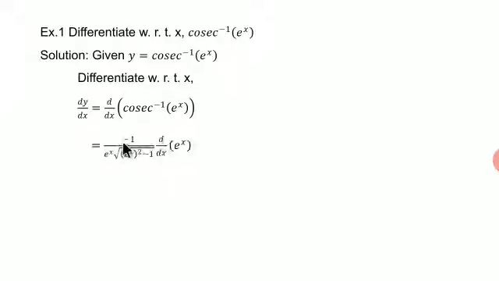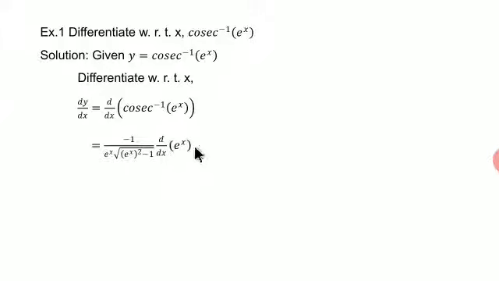Differentiate with respect to x, we get dy by dx is equal to d by dx of cosec inverse of e raised to x. Now we know the derivative of cosec inverse x is minus 1 upon x into square root x square minus 1. But instead of x here e raised to x is there. So it is a derivative for multiplication again. That means in our formula we replace x by e raised to x and multiply the term by the derivative of e raised to x. So it is equal to minus 1 upon e raised to x into square root of e raised to x bracket square minus 1, multiplied by d by dx of e raised to x.